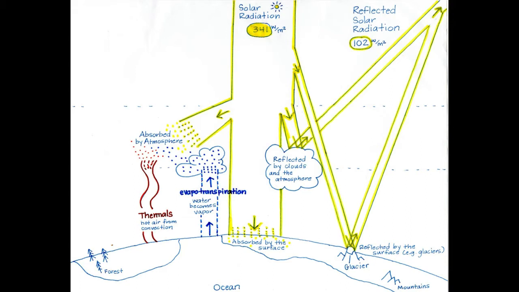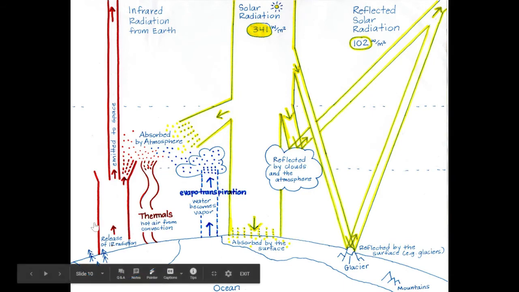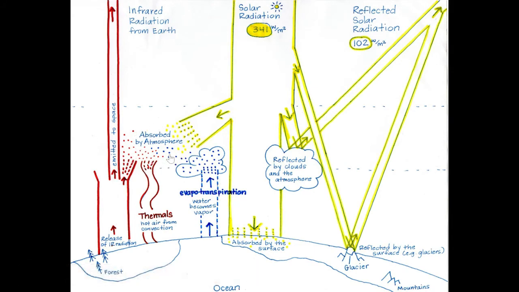So evapotranspiration and thermals are one example of thermal energy being moved and absorbed by our atmosphere, but a big movement of energy in Earth systems is in the form of infrared radiation that's released at Earth's surface. The solar radiation coming in from the sun is going to be transformed into thermal energy. Objects with thermal energy also release infrared radiation. That infrared radiation can be emitted directly to space. It can also be absorbed by our atmosphere.